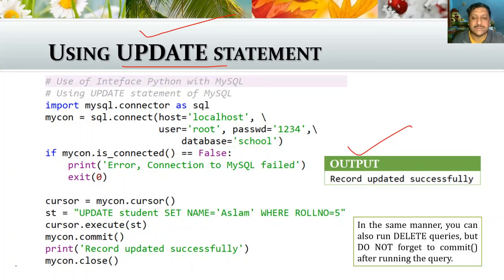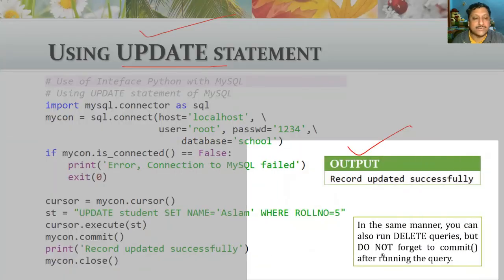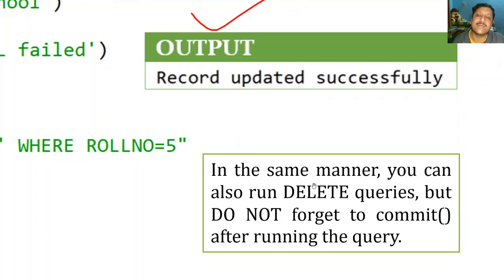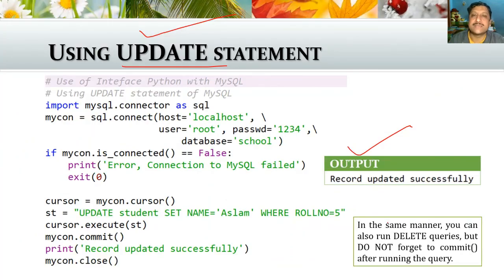Understood? In a similar way we can use the delete command also, in the same manner. You can also run a delete query, but do not forget to commit after running the query. So for insert, update and delete, these three commands, we have to use the commit function, so the changes are made permanently.